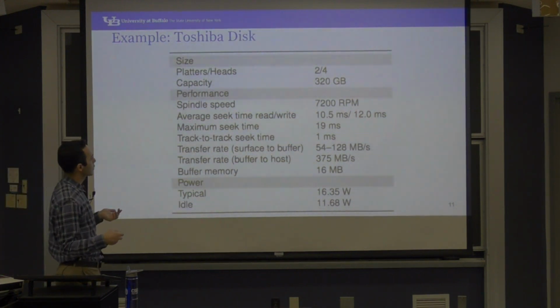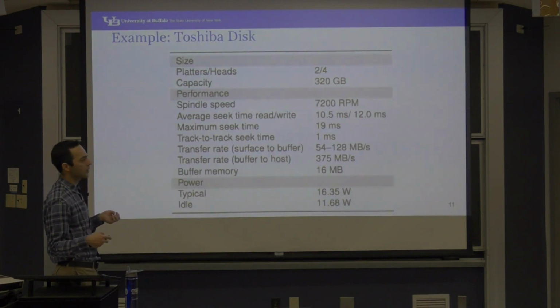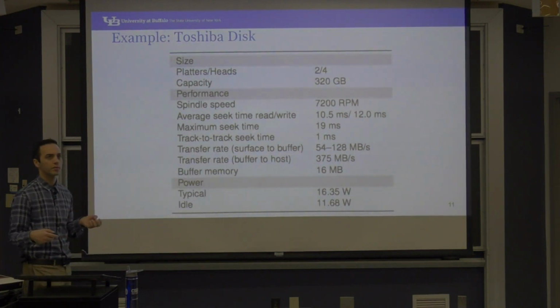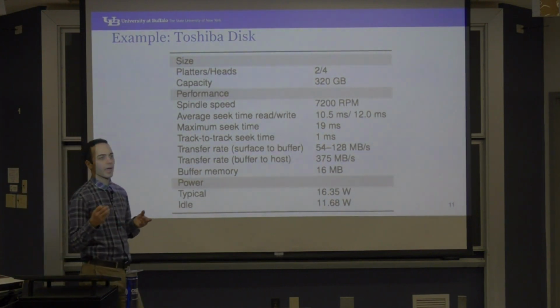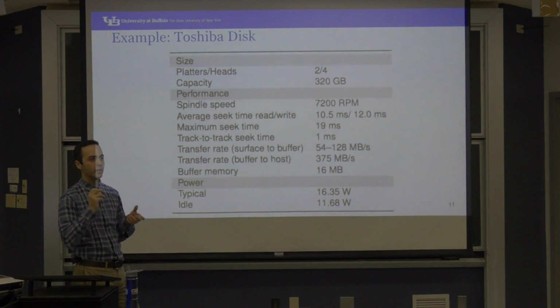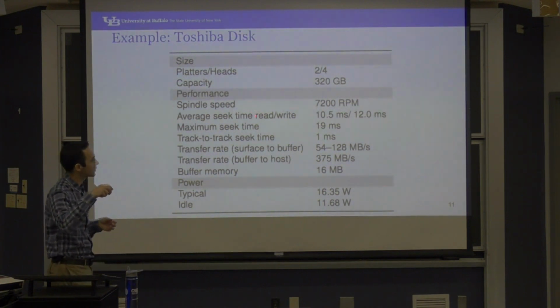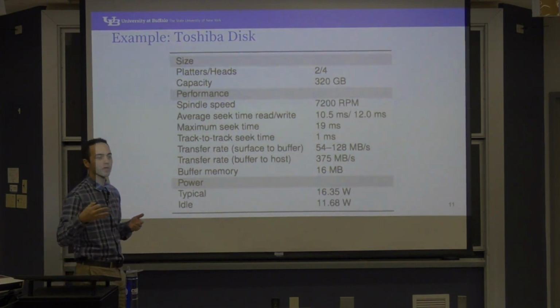Sometimes it is an average, and I don't know why there are two numbers exactly. I think for read it can be smaller than write. I think the reason is that they just embed the extra time needed for write into the average seek time. Otherwise, the arm itself moving doesn't change.